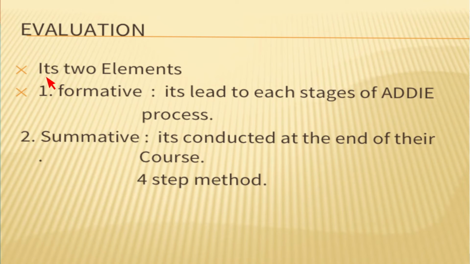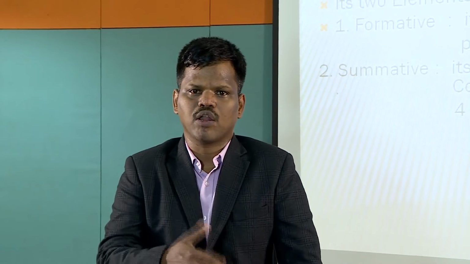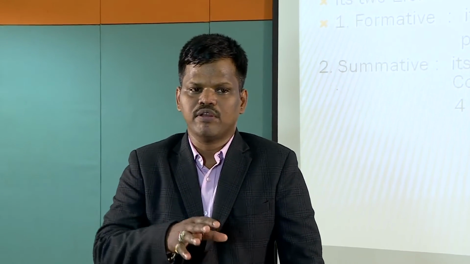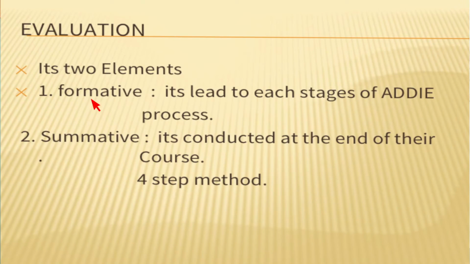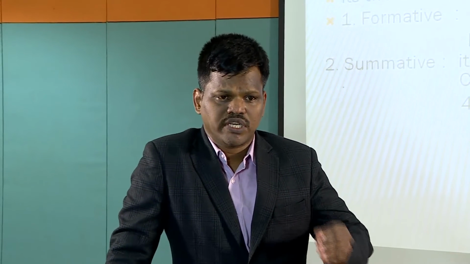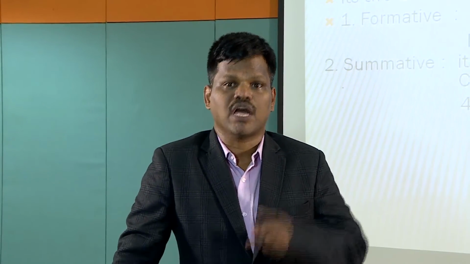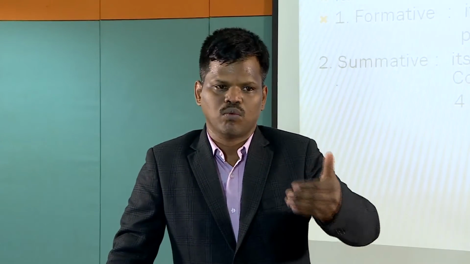Next, evaluations. Two types of evaluation are there. One is formative and one is summative. Formative means at the process while it is being developed, at that time we can evaluate. That system is called formative. Summative means at the entire curriculum we can consolidate to evaluate. Formative leads to each stage of the ADDIE process. That means each and every topic we want to evaluate. Summative means at the end of the course, we can cumulatively evaluate.